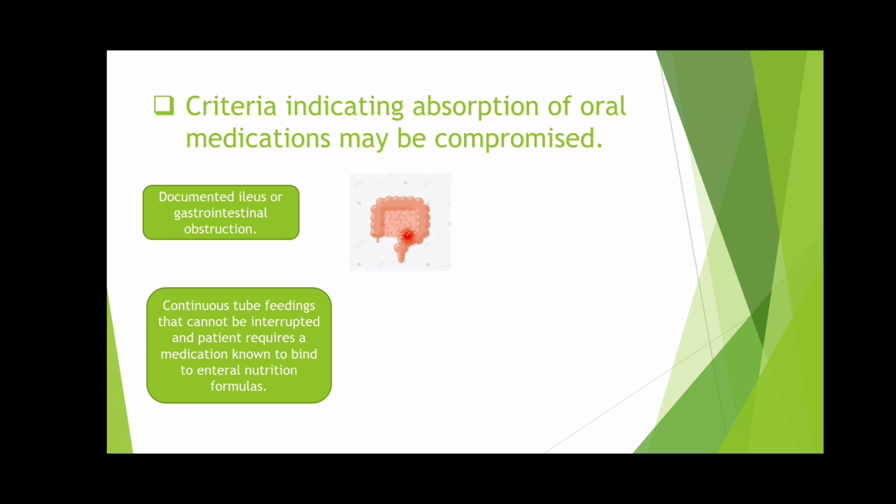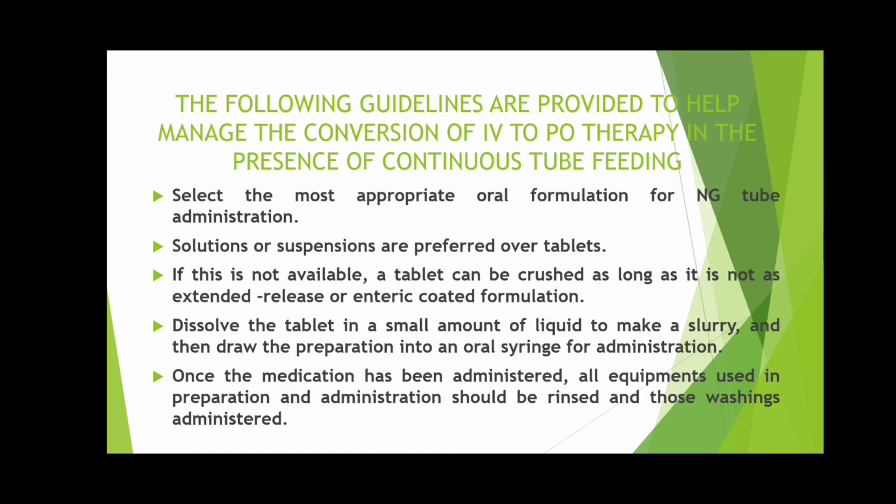Next, documented ileus or gastrointestinal tract obstruction. So, we cannot give the drug via oral route. And lastly, continuous tube feeding that cannot be interrupted and the patient requires a medication known to bind to the enteral nutrition formulas. So, these are all the criteria indicating absorption of oral medication may be compromised. It means under these circumstances, we cannot give the drug via the oral route.